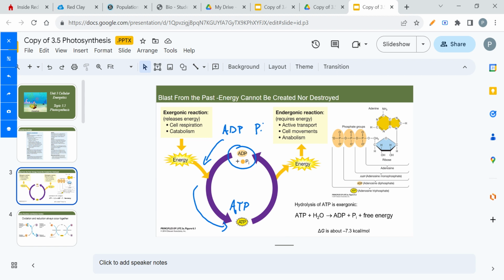The difference here is that, if we take a look, here's our adenosine. Adenosine is this ribose and this adenine put together. Then we have one phosphate group, we have AMP, which would be adenosine monophosphate. ADP is when you get two of them. This is adenosine diphosphate. And then finally, adenosine triphosphate is this one.